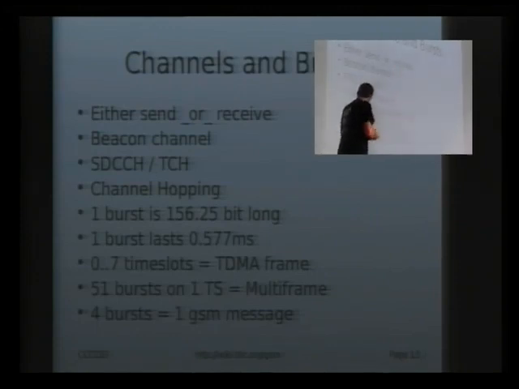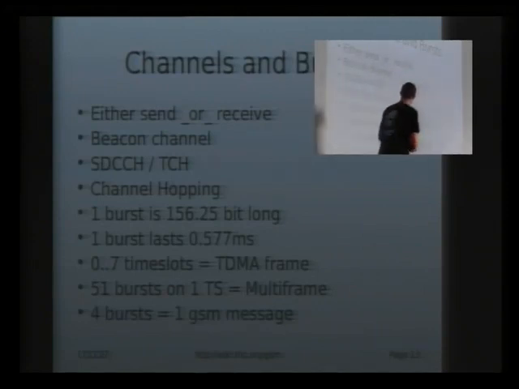We talked about this earlier: you have 1,000 channels, and they are divided into time slots. So on one frequency band that is 200 kilohertz wide, you actually can have 8 dedicated channels. These are 8 time slots. For the first 0.577 milliseconds it's time slot 0, then time slot 1, time slot 2, and so on until time slot 7, then it repeats again. 51 bursts form one multi-frame, and well, that's just some idea how it works. Let's go to the next slide.